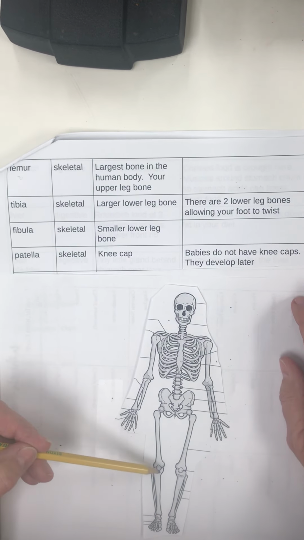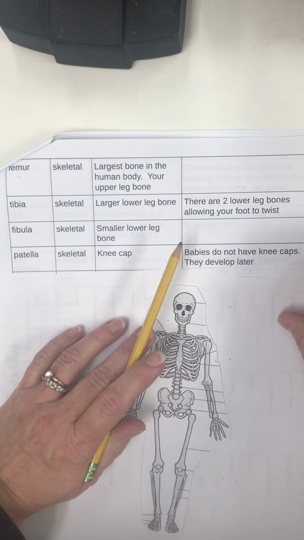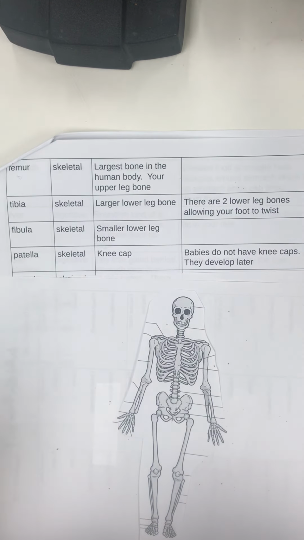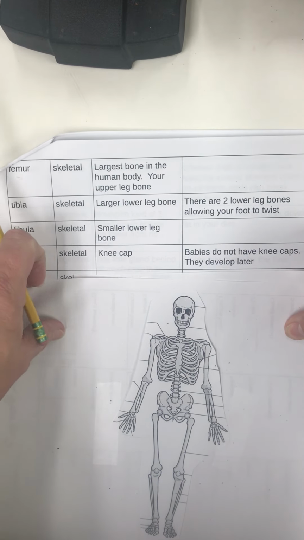The patella is your kneecap. It says babies do not have kneecaps. They develop kneecaps later. That's the reason babies can crawl real fast across hardwood floors, and you try to do it and you're like, ow, because you've grown kneecaps.